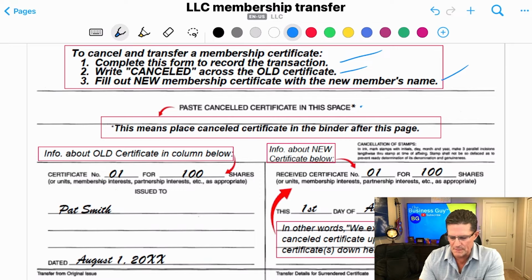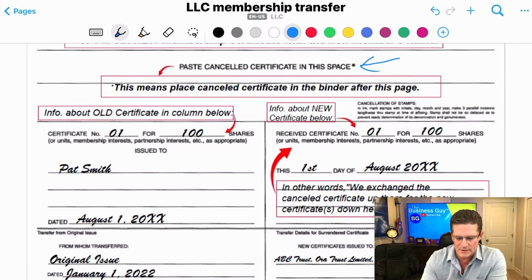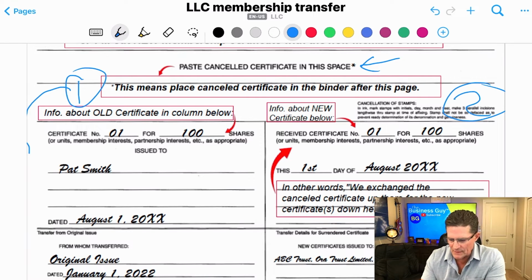You can see here it says paste cancel certificate in this place. You're not actually taking Elmer's glue and pasting anything. You're simply placing the old cancel certificate behind this document in your corporate record book. Now you can see there's two columns, column 1, and then there's column 2. In column 1, we're talking about the old certificate, and then in column 2, we're talking about what we're going to do with the new certificate.